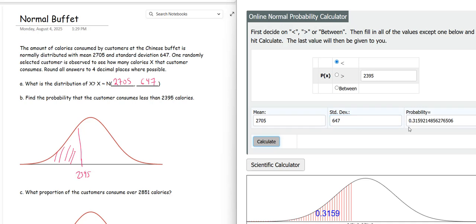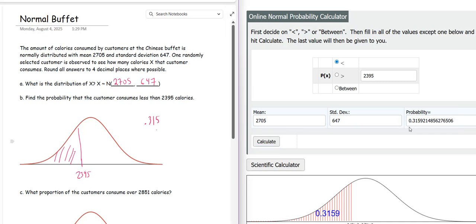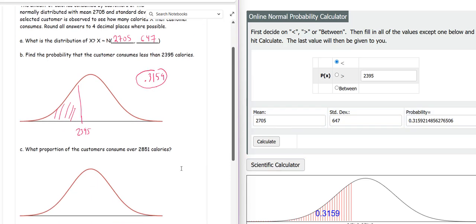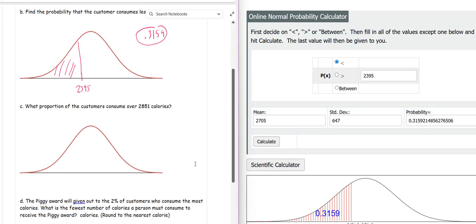And when we do that to 4 decimals, we get 0.3159. So the probability is 0.3159.